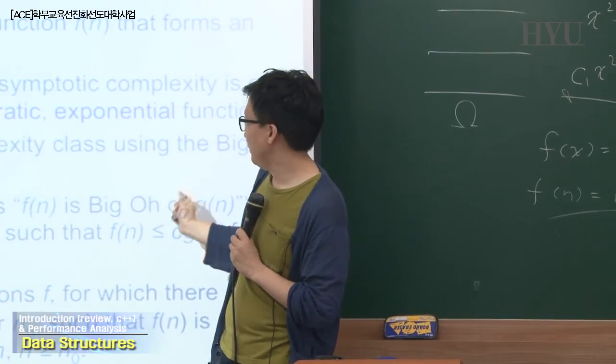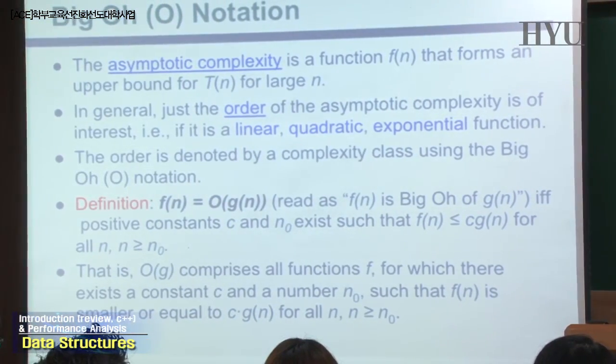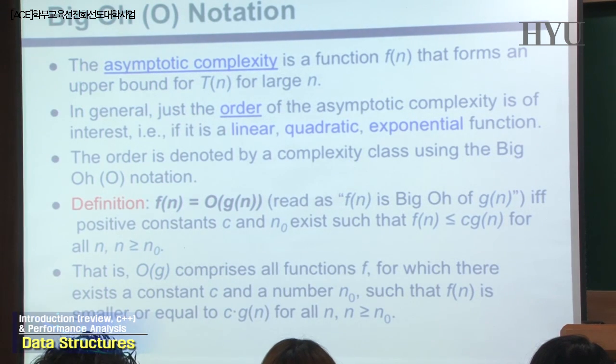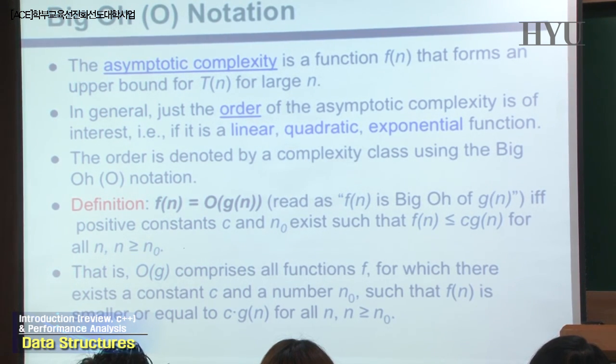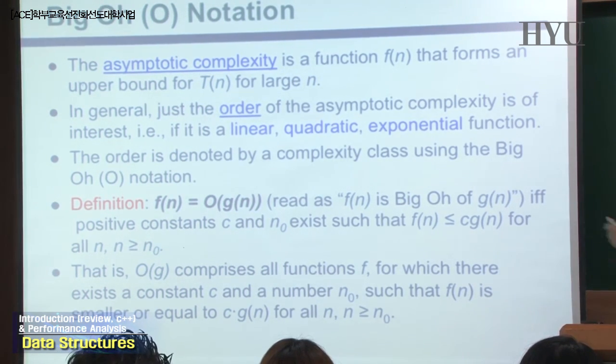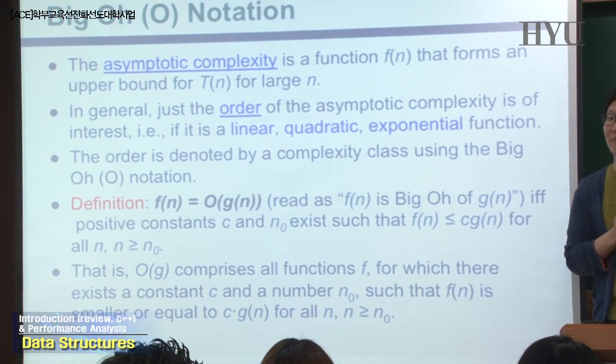If and only if positive constants C and n0 exist such that f(n) is less than or equal to C g(n) for all n, including when n goes to infinity, or n is greater than or equal to n0. 똑같은 얘긴데 글로 써놓으니까 좀 헷갈리죠. Exact same.